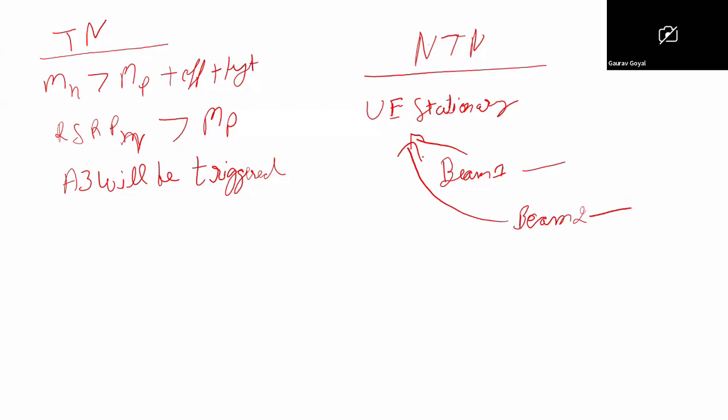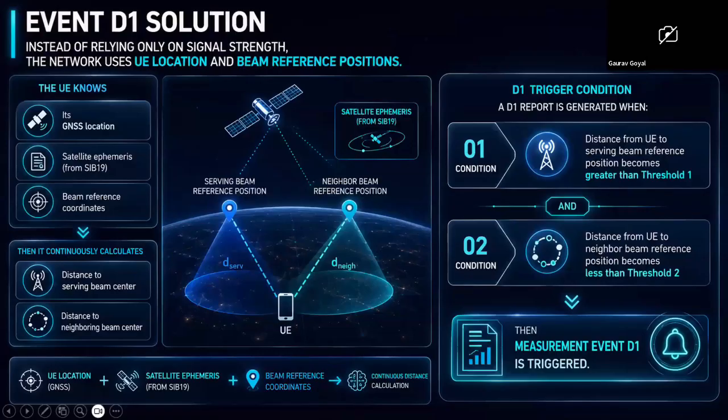So the signal strength of beam 1 and beam 2 may be identical, right? So A3 will never trigger. Even though the UE is about to leave beam 1, A3 will never trigger. So what's the solution? Instead of relying only on signal strength, the network uses various things for D1, like its GNSS location, satellite ephemeris, which is from SIB19, and the beam reference coordinate.